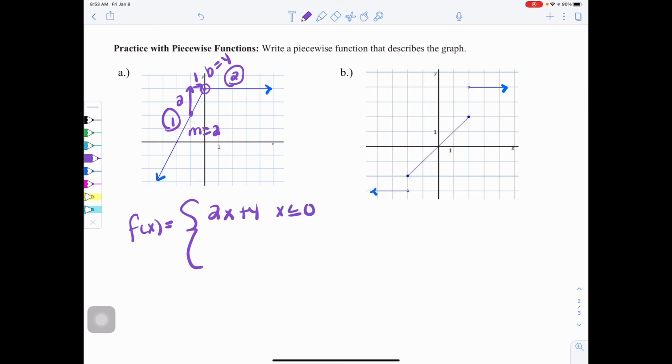Now that was a closed-in circle, so I'm going to include it there, and I just won't include it in my next interval. The second piece is what we've practiced today. It's got a horizontal line. So that would be the line y equals, it's crossing the y-axis at 4. So y equals 4, but the y would get replaced with f of x. So we're just going to put the number 4 like we did for our step pieces. And we're going to use this for x is greater than 0. 0 was already included.